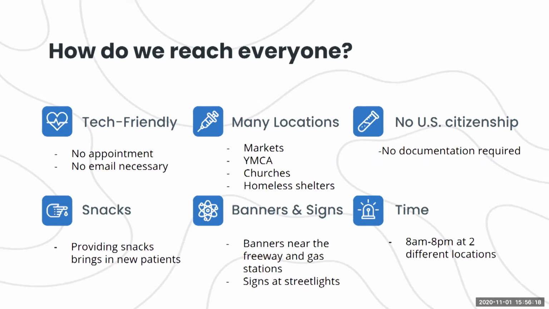Second is that we're located at markets, YMCAs, churches, homeless shelters, busy streets, and apartments. By having more than one location, we increase accessibility since some cannot drive or it might not be convenient. I encourage everyone to think about not just having a fixed location, but going out of the box.